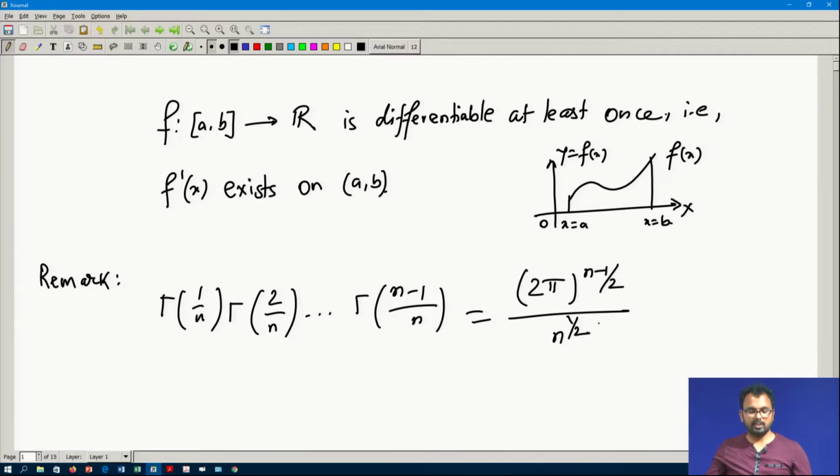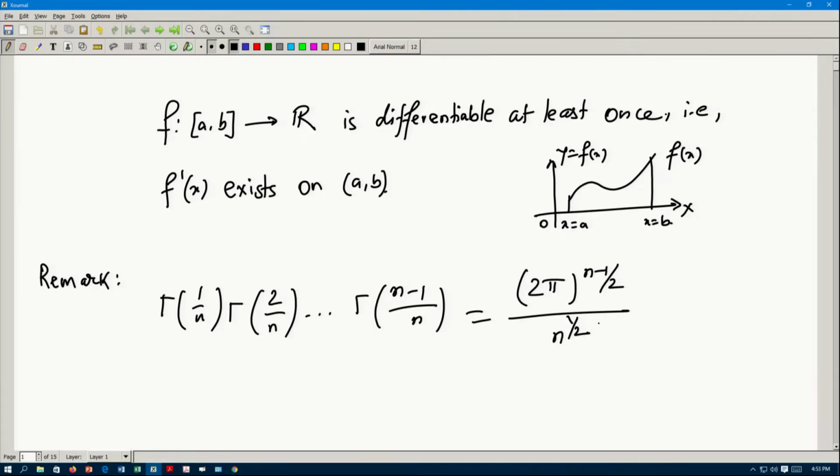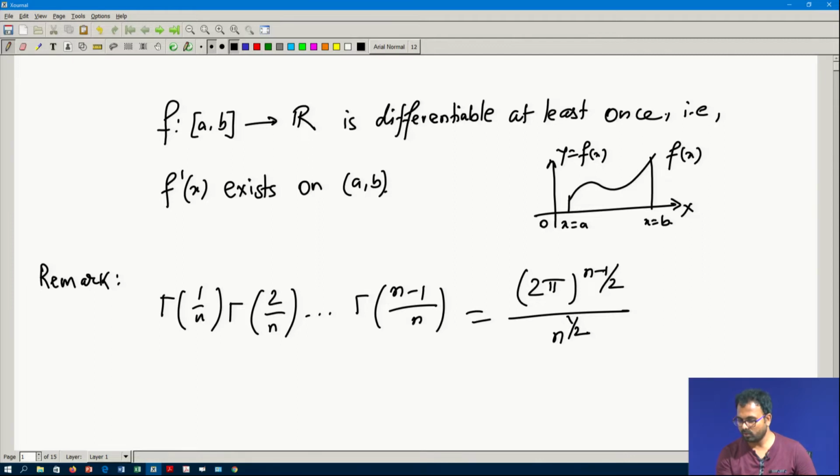So, in our case, let me open the assignment. In our case n is 9. So, if n is 9, you just substitute n equals 9, and then we will get gamma 1 by 9, gamma 2 by 9 up to gamma 8 by 9 equals 2 pi whole to the power n minus 1 by 2 divided by n to the power 1 by 2. So, this can be calculated very easily and that will give you the required answer.